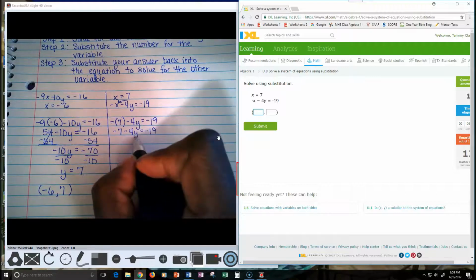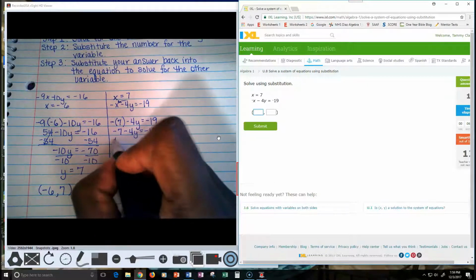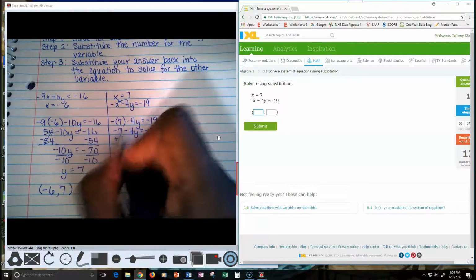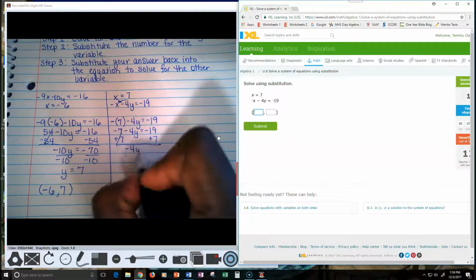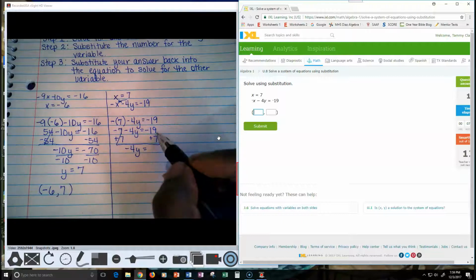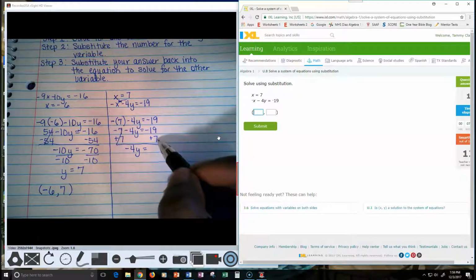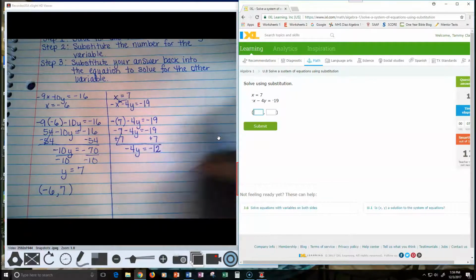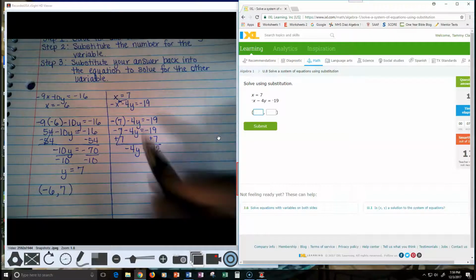We're now going to solve for y. So we add 7 to both sides of the equation. And we have negative 4y is equal to, well, negative 19 plus 7. I owed somebody $19. I paid them 7. So that would be negative 12 because I still owe them $12.